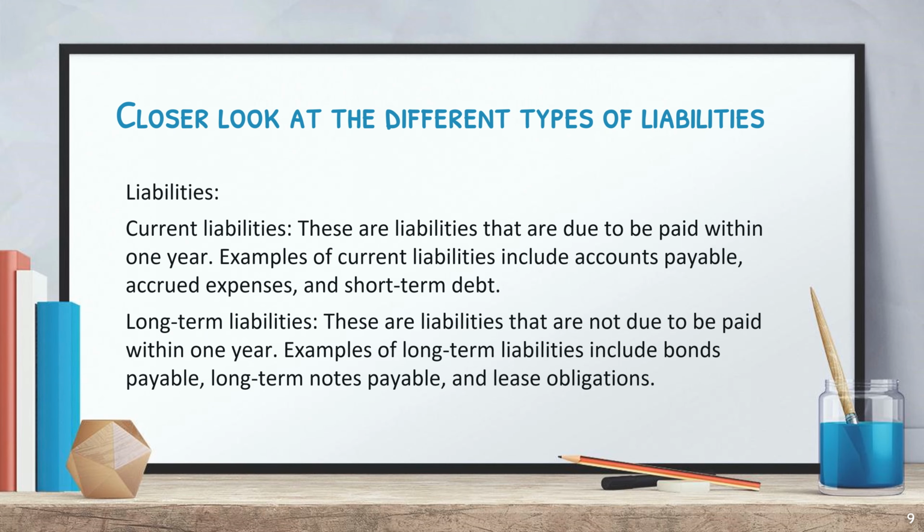Current liabilities. These are liabilities that are due to be paid within 1 year. Examples of current liabilities include accounts payable, accrued expenses, and short-term debt. Long-term liabilities. These are liabilities that are not due to be paid within 1 year. Examples of long-term liabilities include bonds payable, long-term notes payable, and lease obligations.